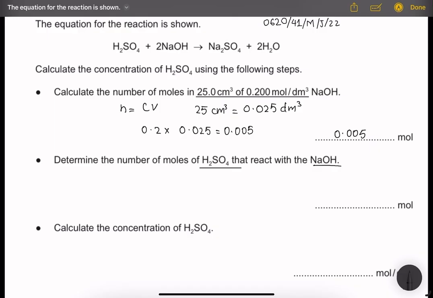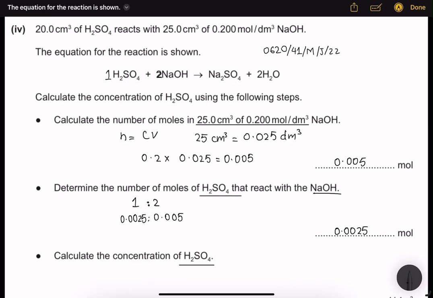Determine the number of moles of H2SO4 that react with NaOH. So the molar ratio here is 1:2. We can see that from the equation. Here it's 1 and here it's 2. So the molar ratio is 1:2. NaOH is 0.005. So the moles of H2SO4 will be half of that. That will be 0.0025. So we'll have 0.0025 moles of H2SO4.